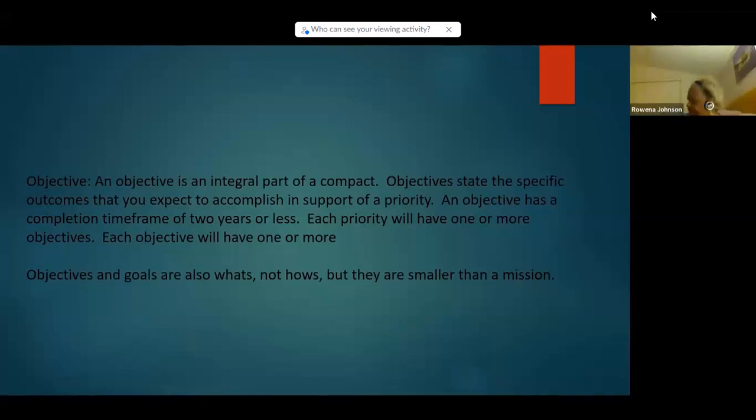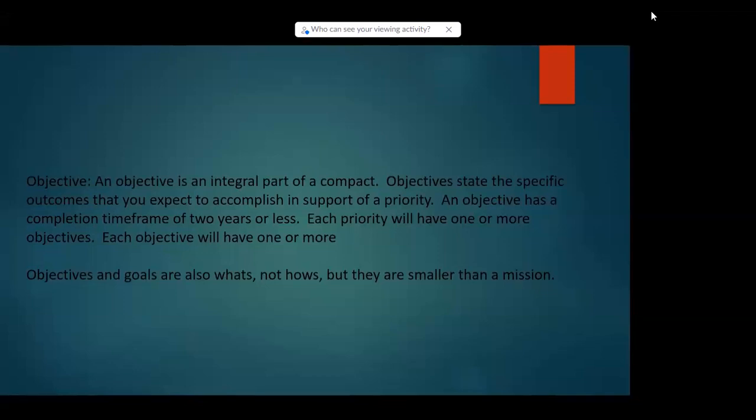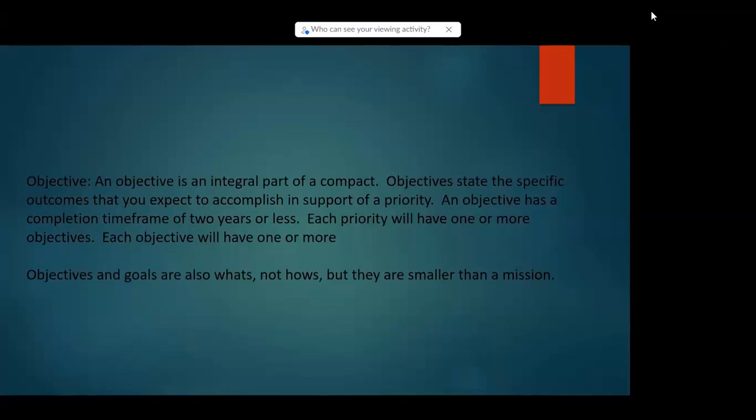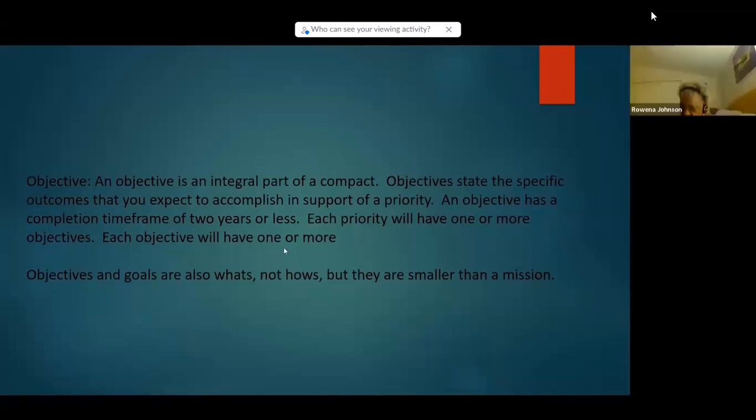Okay. That doesn't make sense yet, but when you get this, it's going to make sense to you: goals and objectives are the what and not the how. The how is the strategy. Okay, let's continue. Strategy is the how, and objectives are the what.